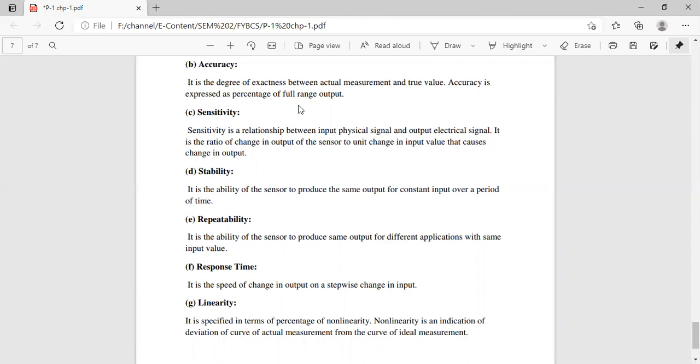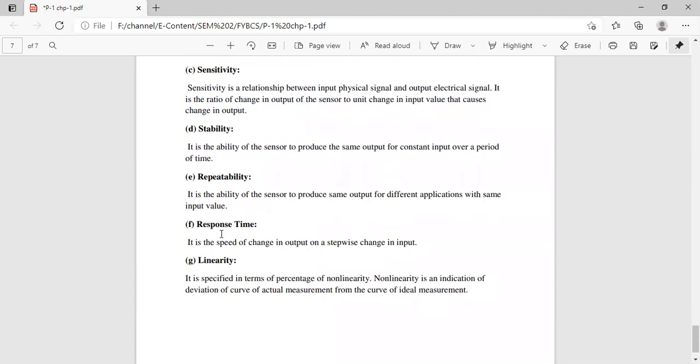After that, repeatability. What is this? It is the ability of the sensor to produce the same output for different applications with the same input value. Okay, if I'm giving that sensor the same input, it should give me the same output. Its output should not change. Suppose I'm heating a temperature sensor to 100 degrees Celsius, it should show me the output as 100 degrees Celsius, no matter how many times I heat that sensor. Whenever I give the input as 100 degrees Celsius, it should show me the output as 100 degrees Celsius only. That is repeatability.